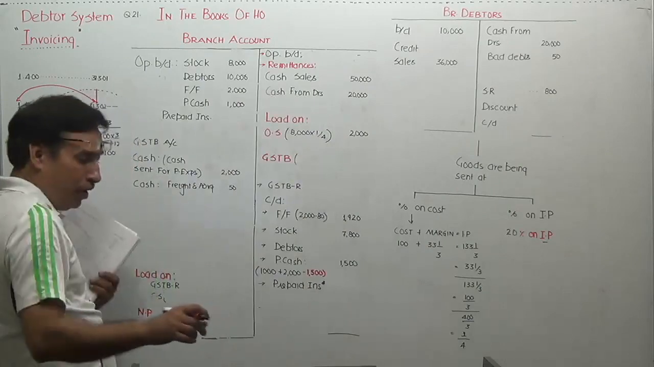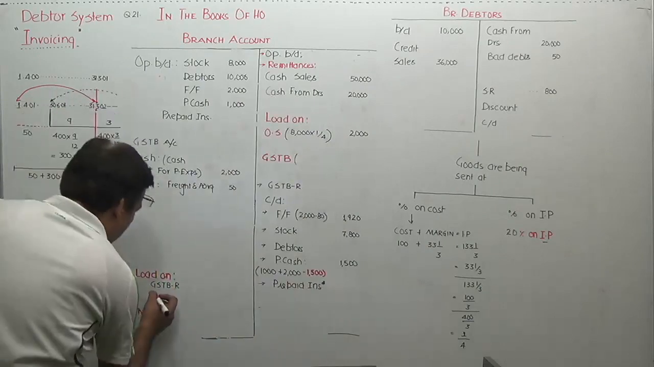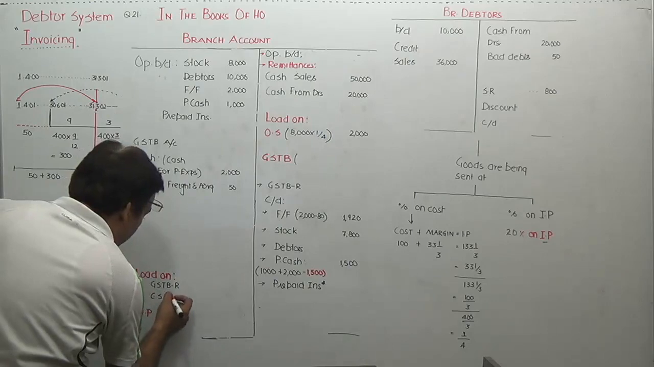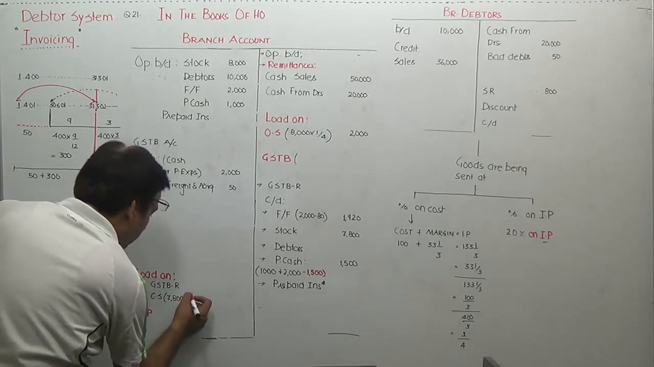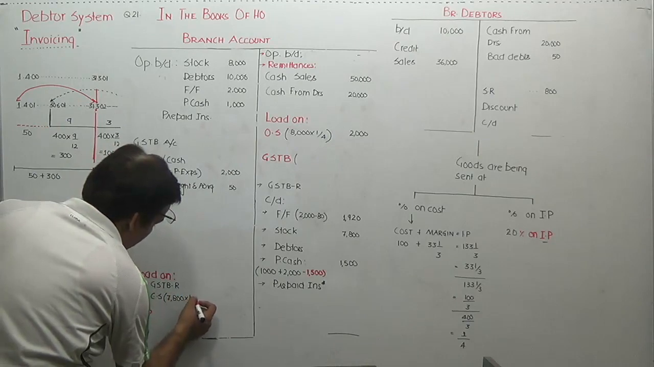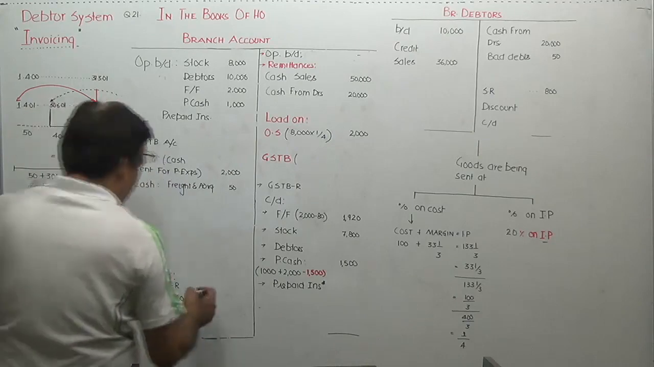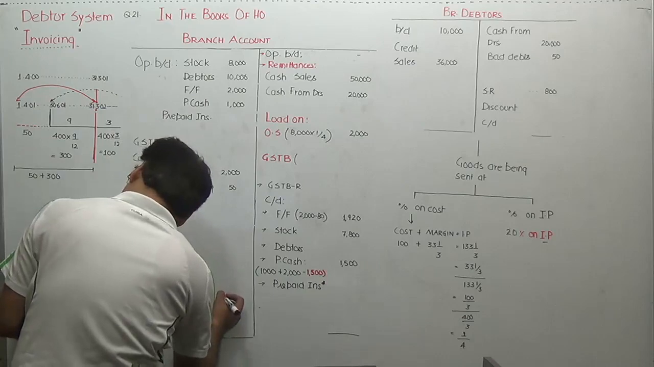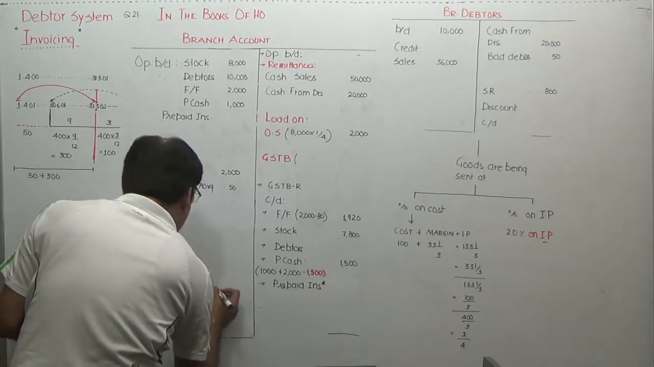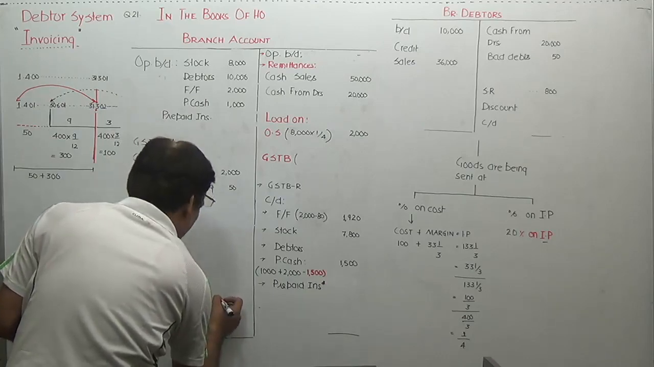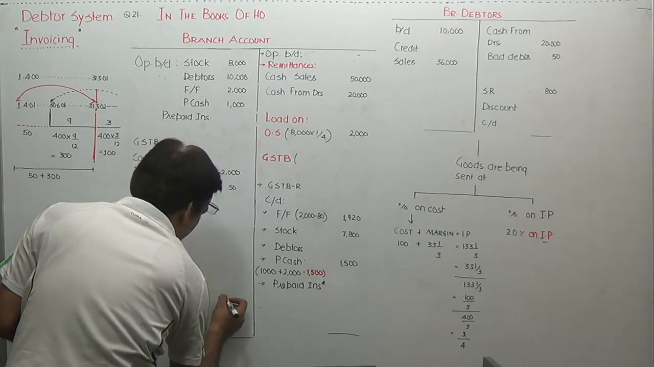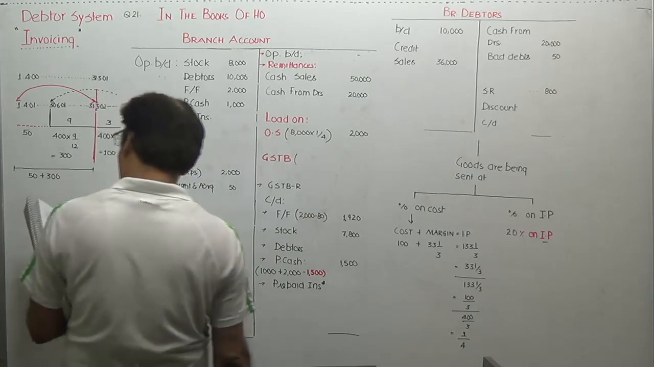And of course, the loading part will be incorporated, closing stock. 7,800 into 1 by 4, that comes down to 1950. Is it? I think so. Yes, it is 1950. That is loading on closing stock.